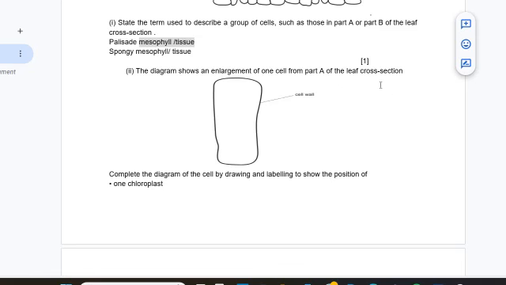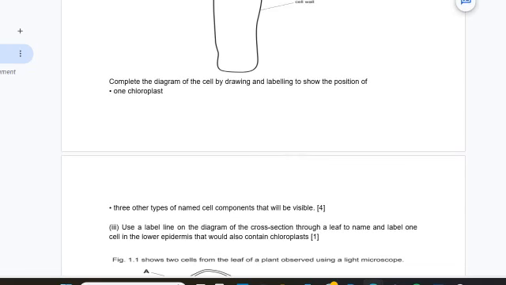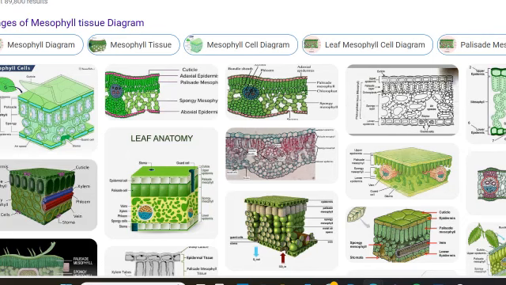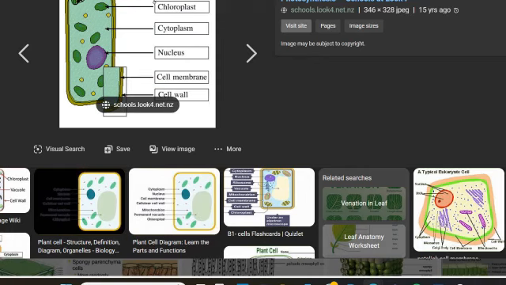From part A of the leaf cross section, they have taken the diagram, and we must complete the diagram of the cell by drawing and labeling to show the position of one chloroplast. They have also asked for 3 other named cell components that will be visible. Let me show you the diagram of the mesophyll tissue.